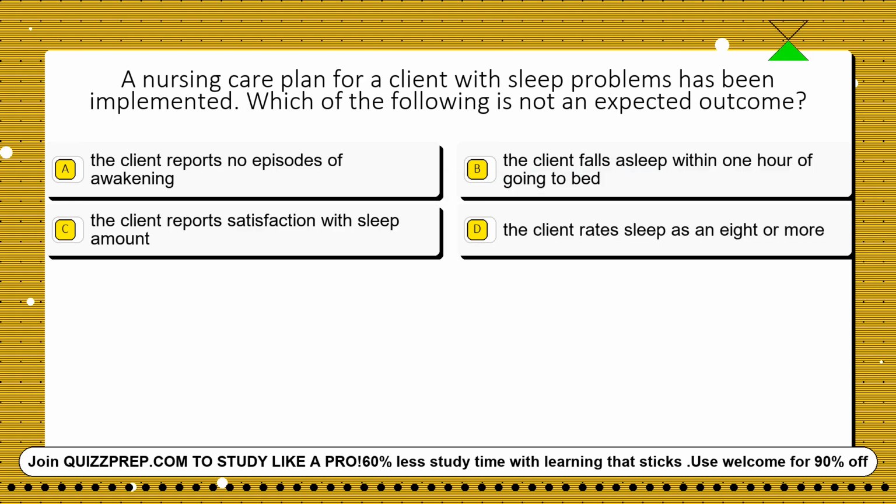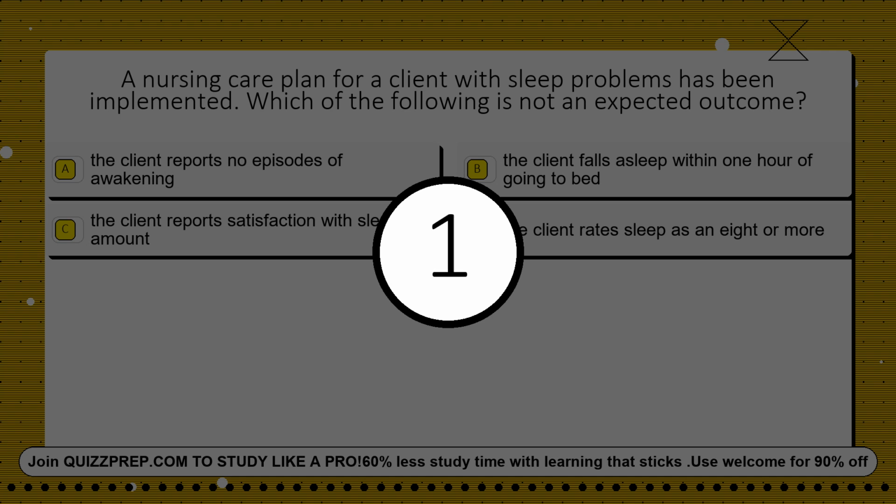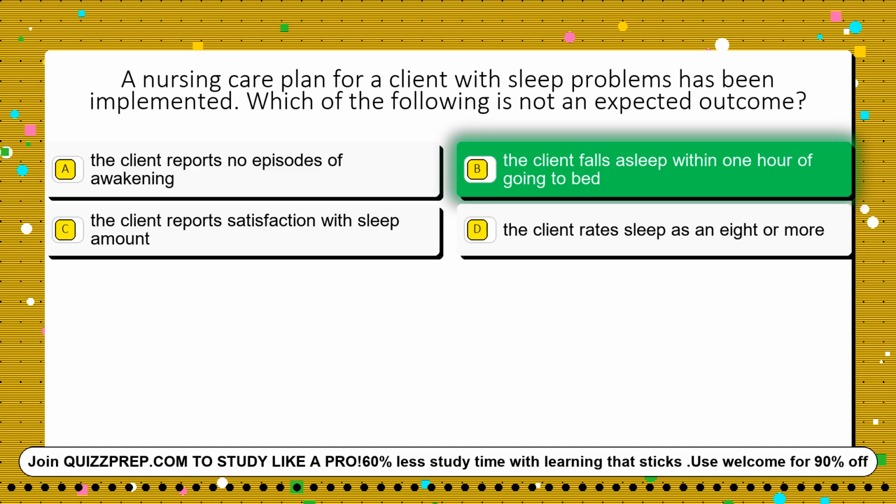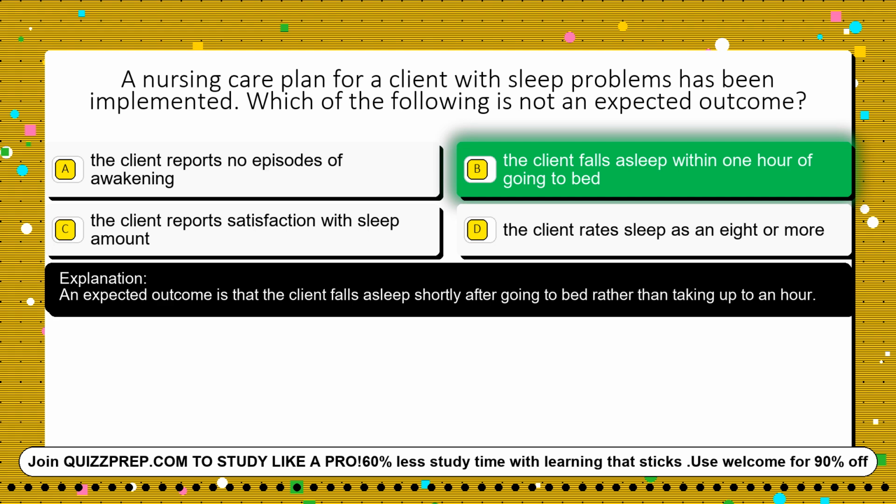Question 46. A nursing care plan for a client with sleep problems has been implemented. Which of the following is not an expected outcome? Option A, the client reports no episodes of awakening. Option B, the client falls asleep within 1 hour of going to bed. Option C, the client reports satisfaction with sleep amount. Option D, the client rates sleep as an 8 or more. The correct answer is option B. An expected outcome is that the client falls asleep shortly after going to bed rather than taking up to an hour.